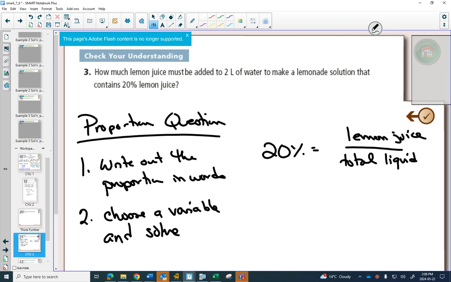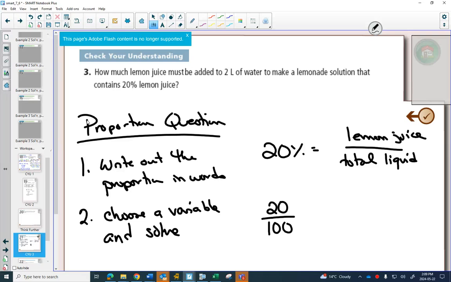Next, we're going to choose a variable and solve. We have to put these words into math. How do you write 20%? You can either write it as a decimal or you can write it as a fraction. I like writing it as a fraction: 20 out of 100. If you get that on your next math test, your percentage would be 20%. Your math teacher wouldn't be that happy. But 20 out of 100 would be 20%.